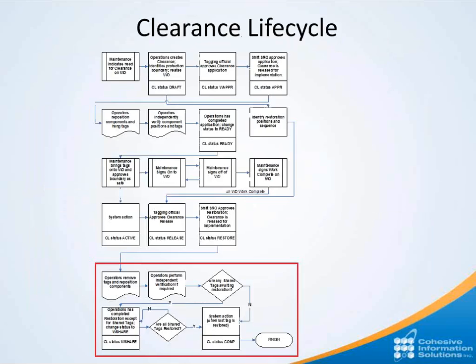Then the final step of the process, the operators remove the tags, restore the components to the indicated positions, perform any independent verifications that are required. Then the system looks at any tag sharing. If there are tags shared from this clearance that could not be restored, then the clearance basically goes into a holding pattern waiting on those clearances that have shared the tags to be cleared. And then once everything is cleared, the system automatically changes clearance status to complete. And then the final step would be to close it in the life cycle.